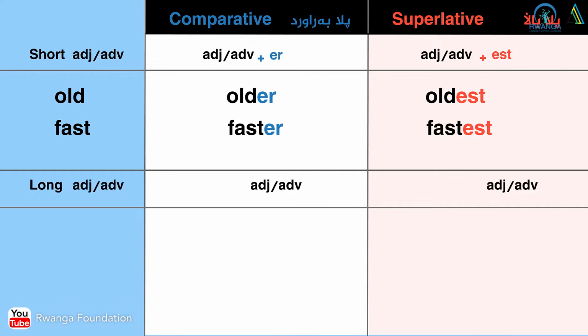For long adjectives or adverbs, to make it comparative, we add more or less before the adjective or adverb. To make it superlative, we add the most or the least before the adjective and adverb.